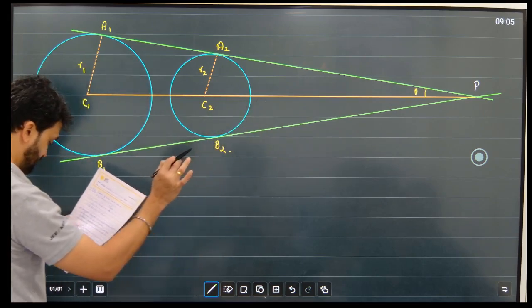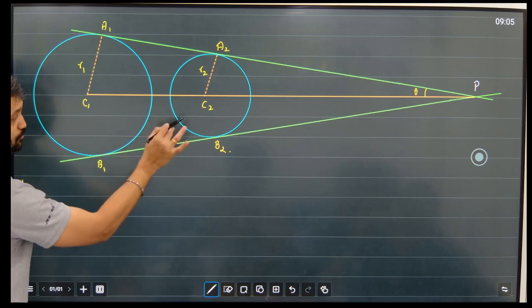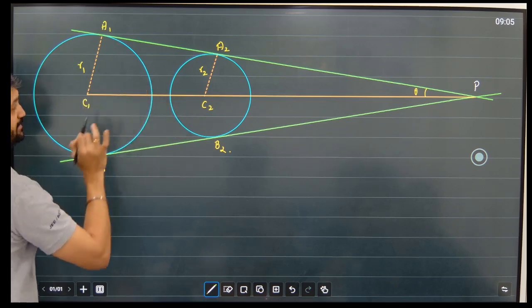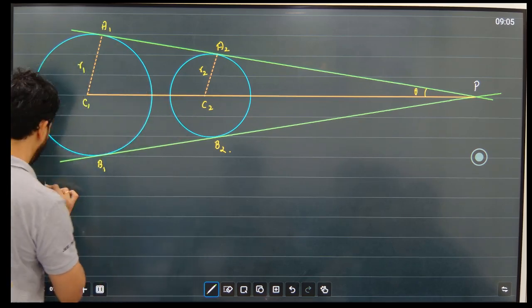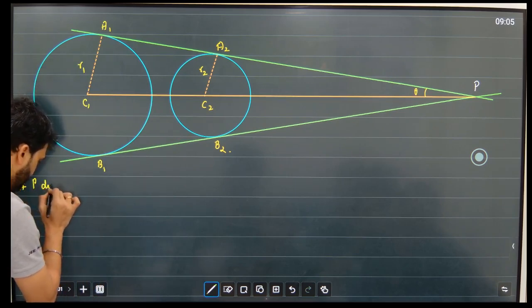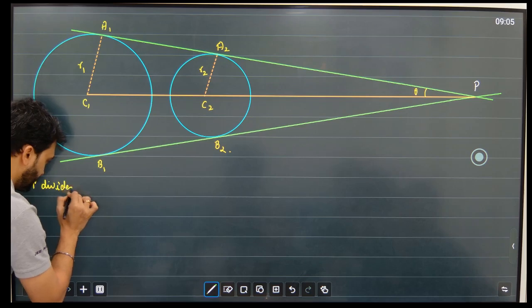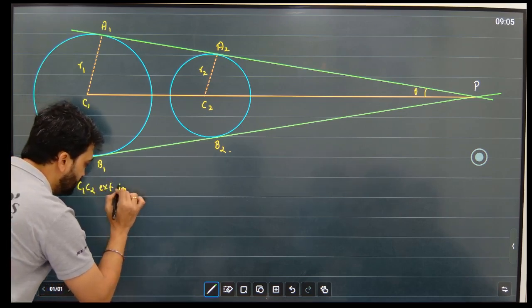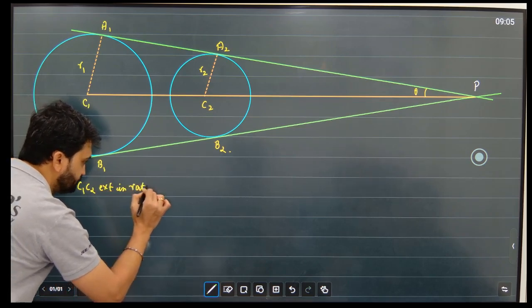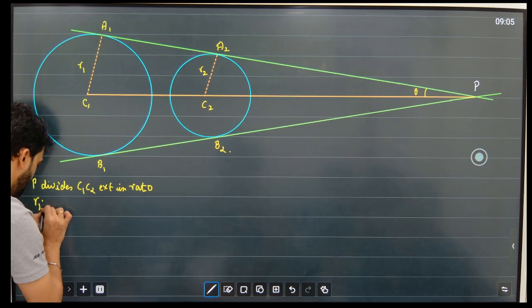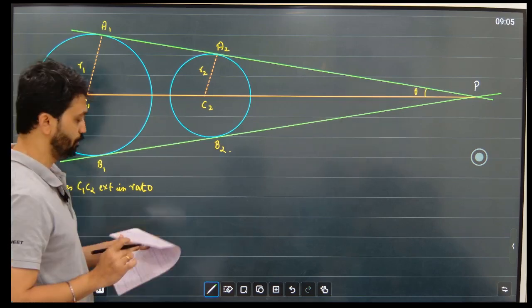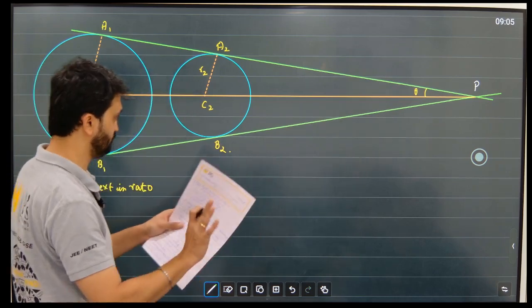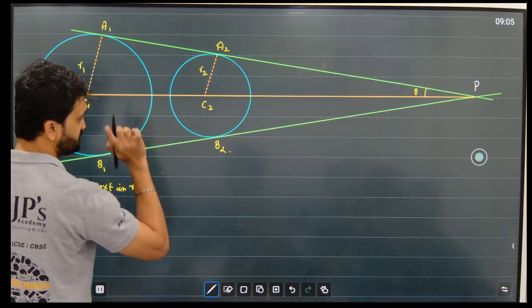Now, the point P divides C1C2 externally in the ratio R1 is to R2. Now, what do you understand by externally in the ratio R1 is to R2? I'll tell you. Look carefully.